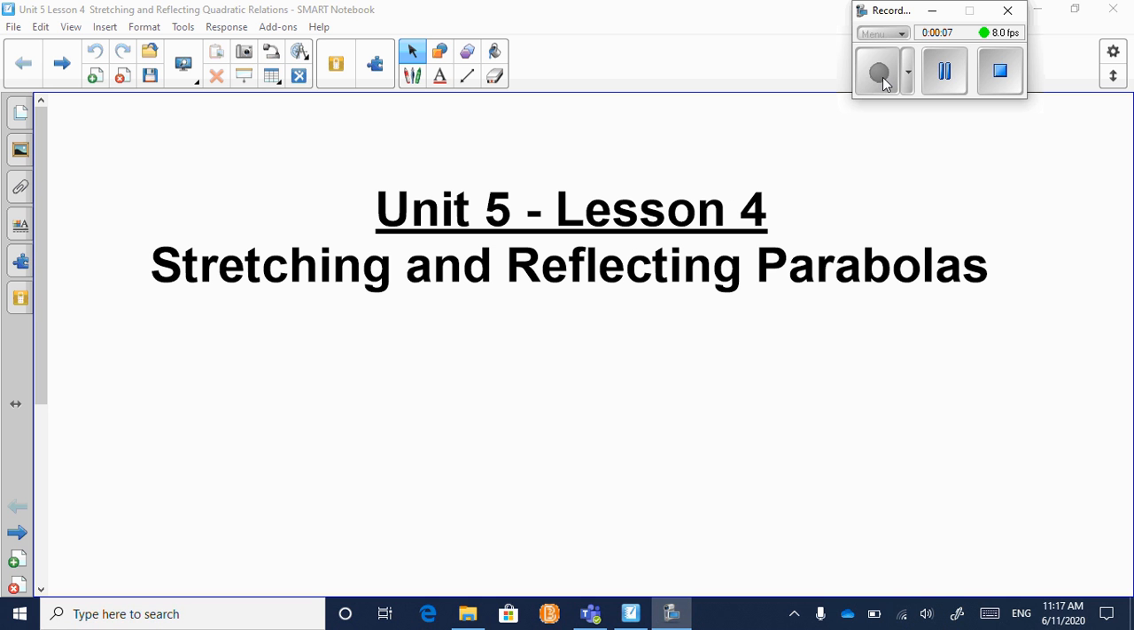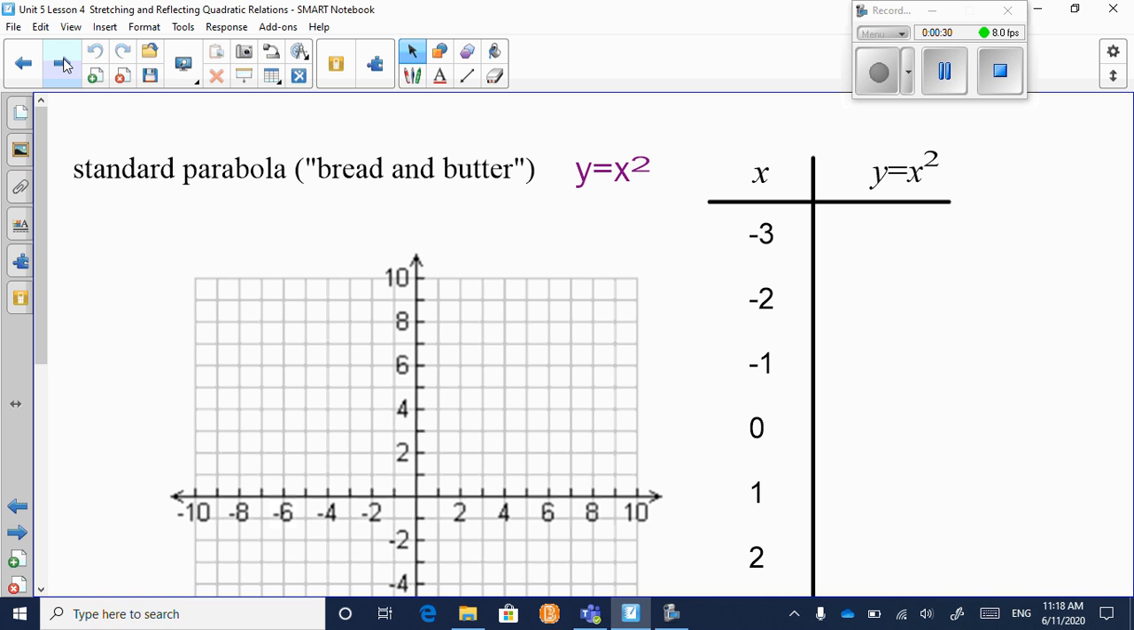And so we're going to be working more with these transformations of parabolas today. And in particular, we're going to work on this idea of stretching and reflecting parabolas, and what the equations would look like. So this is kind of part 1 of transformations.